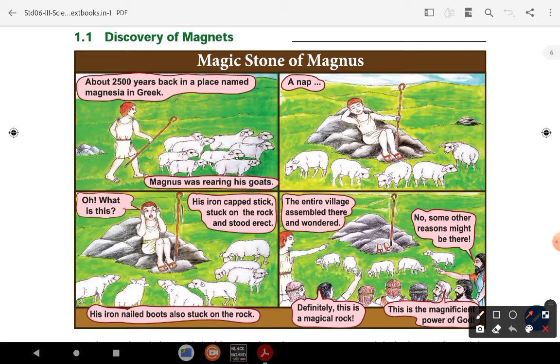There was a boy about 2,500 years back in a place named Magnesia in Greece. In Greece, there's a place called Magnesia, and about 2,500 years back in this place, Magnus was rearing his goats. There was a shepherd boy, and his name was Magnus. He was looking after his sheep in the fields.